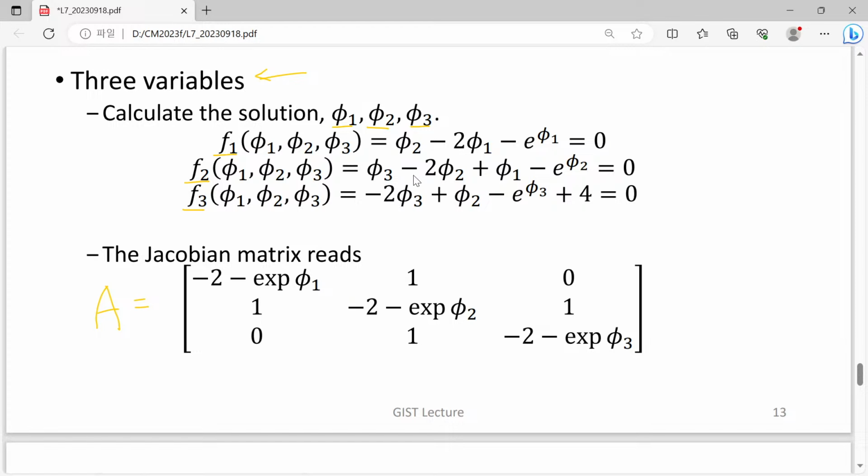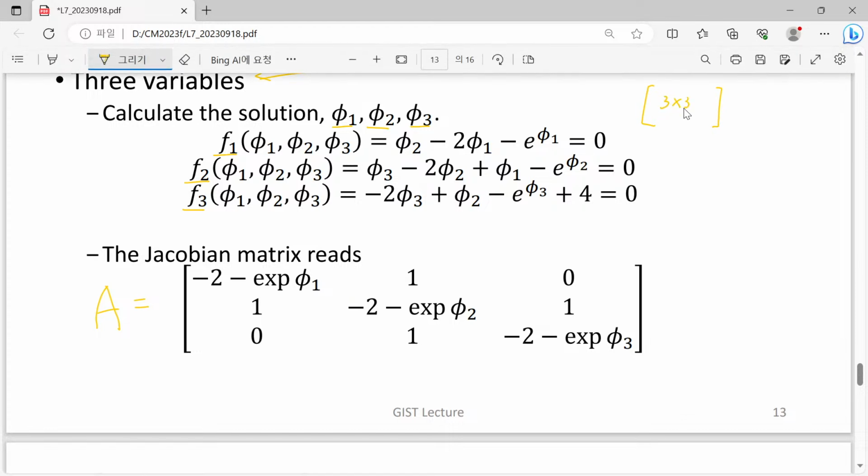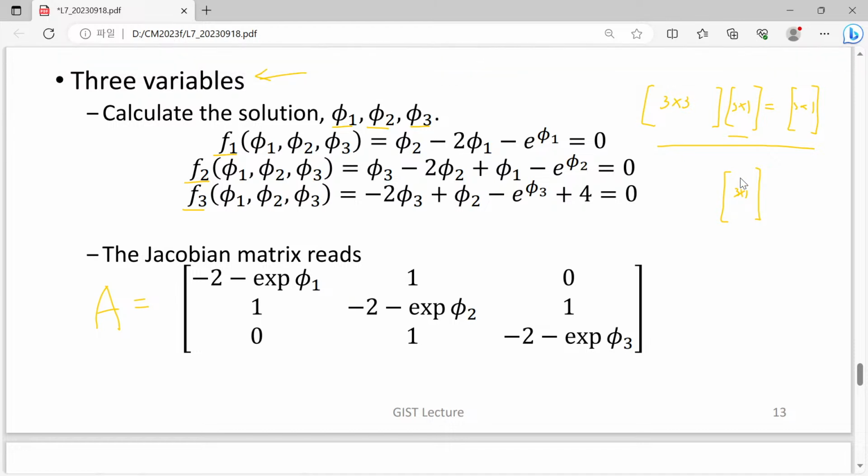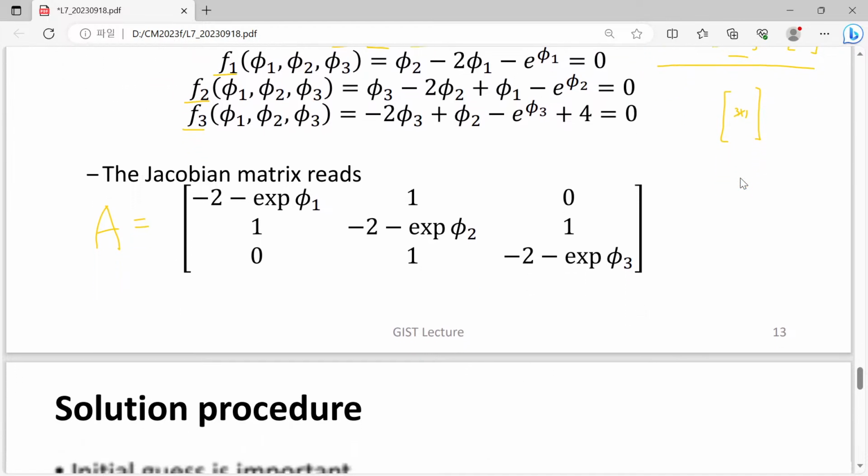Then you can calculate this 3 by 3 matrix A, your 3 by 1 update vector, and now you have your 3 by 1 b vector. Then by solving this matrix equation as usual, you will get the 3 by 1 update vector, and using that update vector, please update your solution. Then you will get the answer.